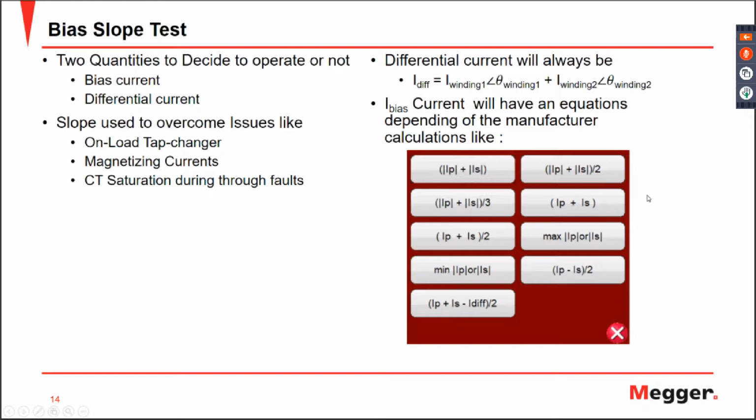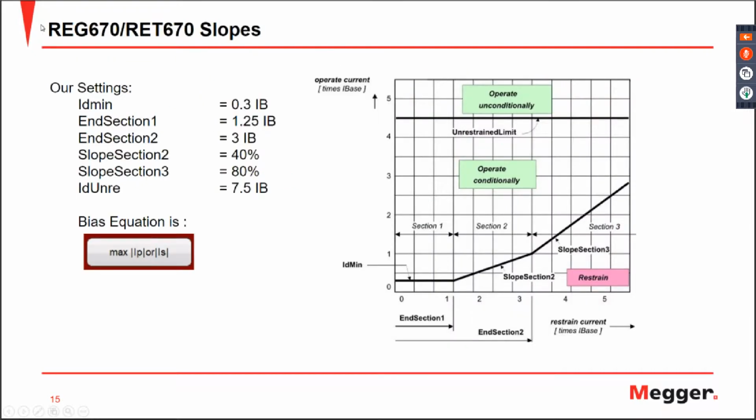Based on this equation, the I bias value will be calculated for our REG or even RET670 relays. The slope is calculated as the picture shows in front of you here, and the I bias equation used is the max of IP or IS. Now, if you look at this slope, it might seem to require a lot of calculation to input this data, but that's not true with the RTMS software. We have an easy way for you to do that. You just have to select the relay and put the settings related to the slope inside the corrected values, and you will be ready to go.